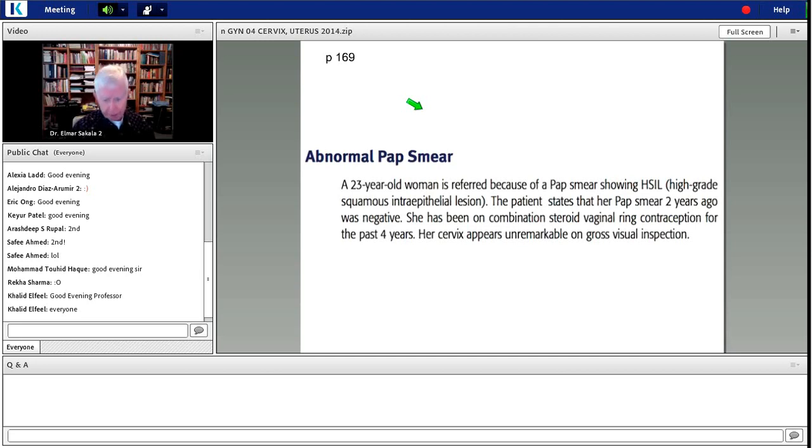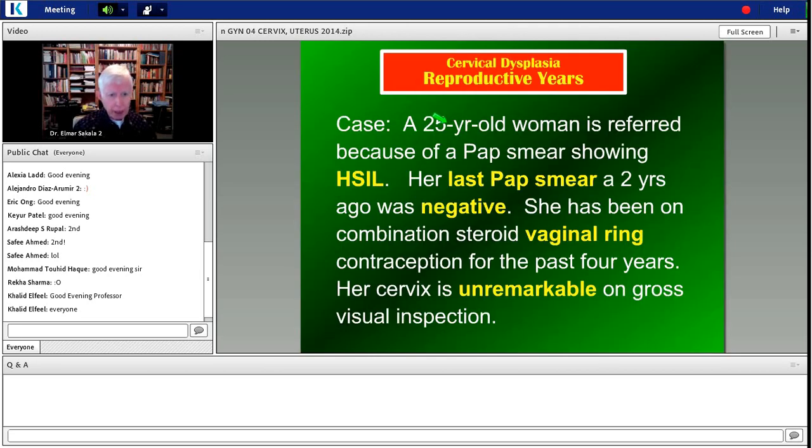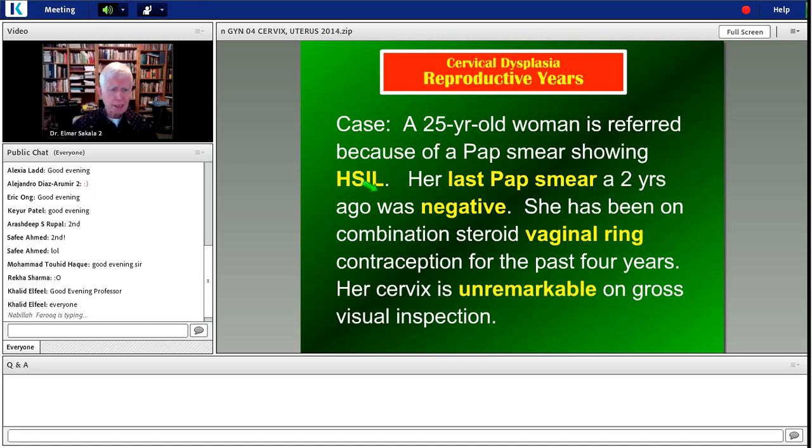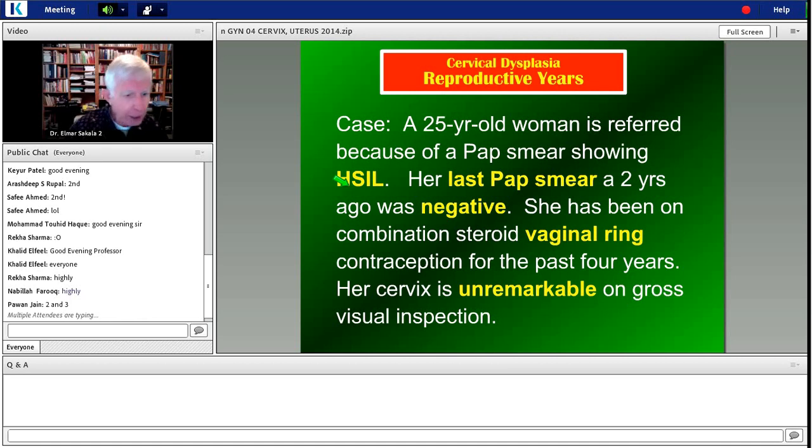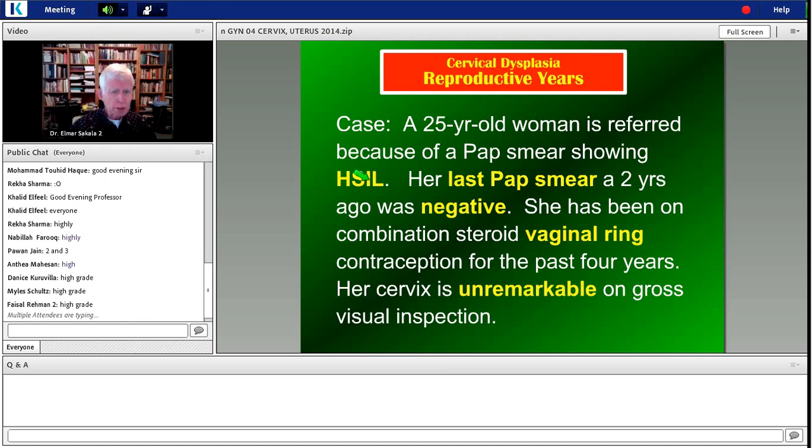Here is our case, page 169. A 25-year-old woman is referred because of a pap smear showing HSIL. Now, what does HSIL mean? The H stands for high grade squamous intraepithelial lesion. HSIL, high grade squamous intraepithelial lesion. We'll come back to that a little bit later.